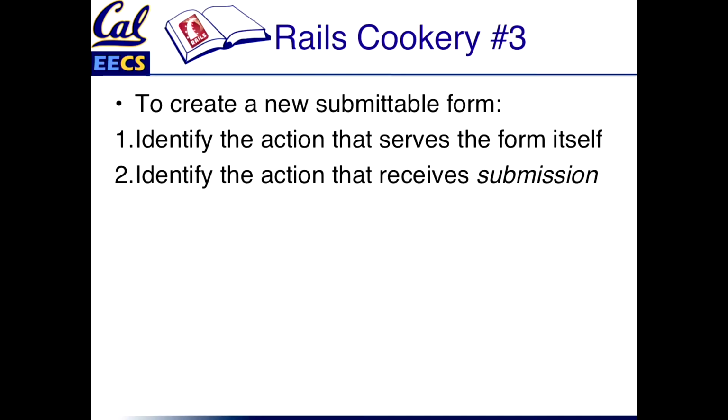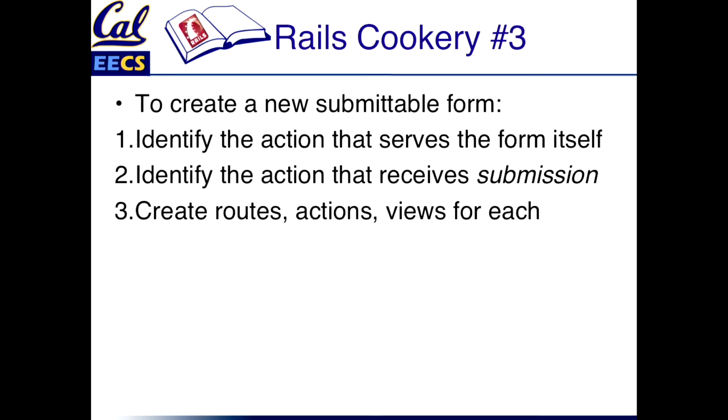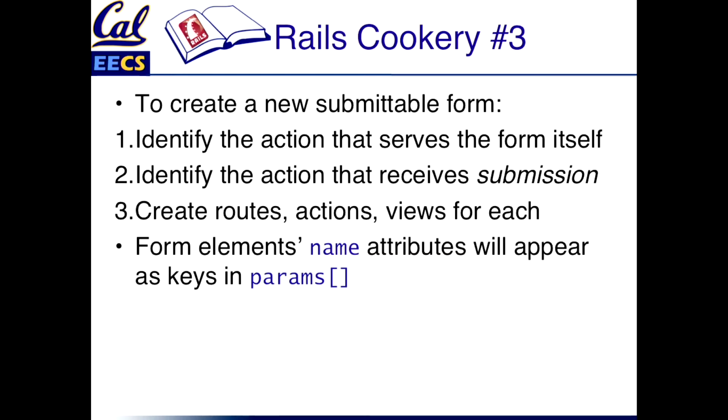Then you have to identify which action is going to receive the submitted form, and that's where we're going to get access to whatever the user entered. We have to make sure that we have routes, controller actions, and views for each of these two things. And as we'll see, when we create the form, the name attributes on all the form elements are how we're going to get our hands on the data that the user typed. They're going to appear as keys in this magical hash-looking thing called params that we saw briefly before, and we're going to see a couple of times more during this segment and the next couple of segments.